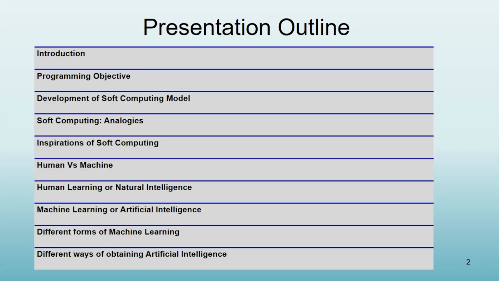So, in this presentation, we are going to see the introduction to soft computing and in general what is the objective of programming, how to develop a soft computing model, what are the similar analogies of soft computing techniques and where the soft computing techniques have been inspired from, and in practical what is the difference between human as well as machine, and what is the major difference between learning that takes place in a human, the natural intelligence, and machine learning, various forms of machine learning or different ways of obtaining artificial intelligence.